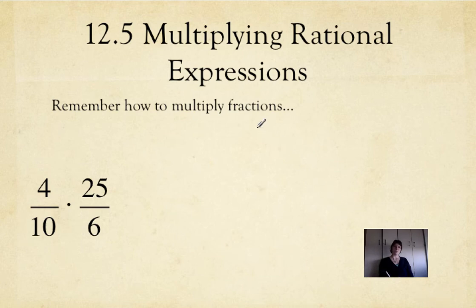Alright, so in section 12.5, we're going to talk about multiplying rational expressions. Remember, every time you see that word rational, you're just thinking about the fact that that's the word fraction. So we need to start with remembering how to multiply fractions.